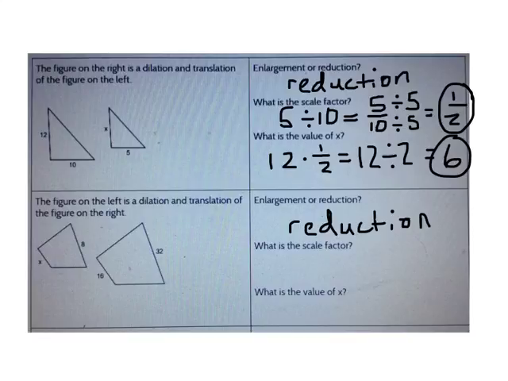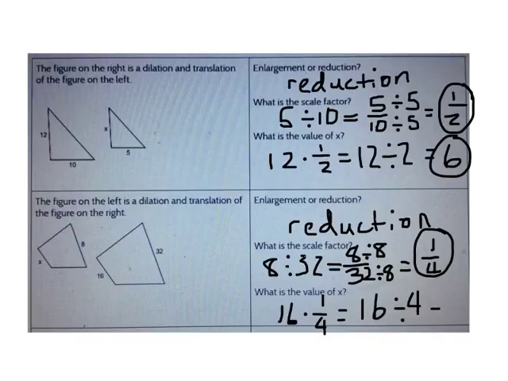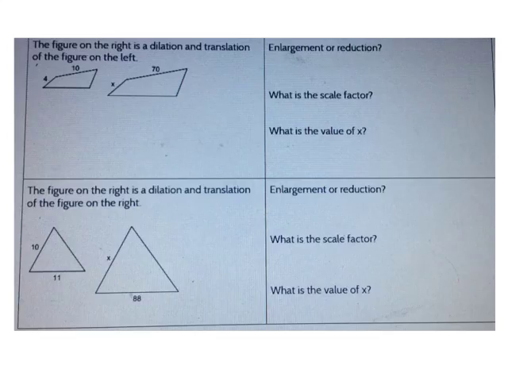Here the scale factor is 8 divided by 32, or 8 over 32. When I simplify, I can see that the scale factor is 1/4. So what's the value of x? Well, 16 times 1/4 is the same as 16 divided by 4, or just plain 4. X equals 4. Now let's try a few more.